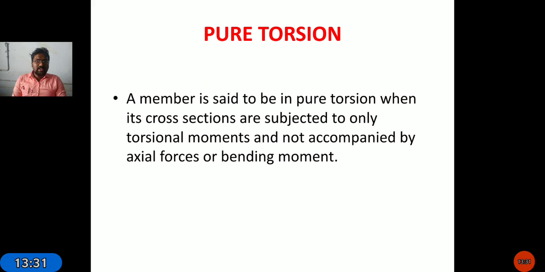when its cross sections are subjected to only torsional moments and are not accompanied by any axial or bending forces. In some cases, the shaft is subjected to twisting moment as well as axial loads and bending moments. Whenever we use the term pure torsion, it means the shaft is subjected only to the twisting moment. It is not subjected to any axial or bending moments, so it is known as pure torsion.